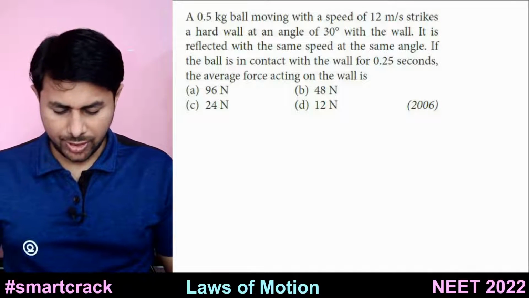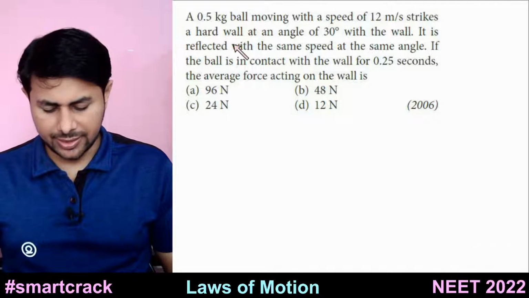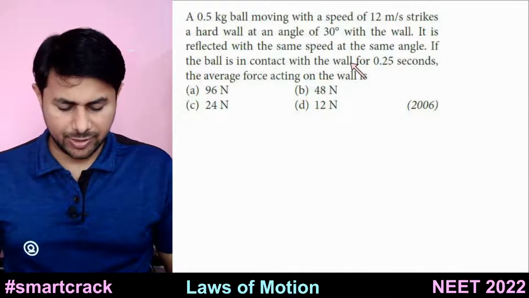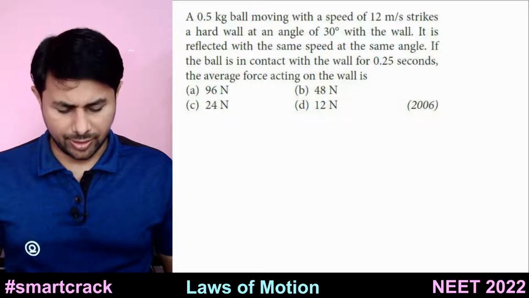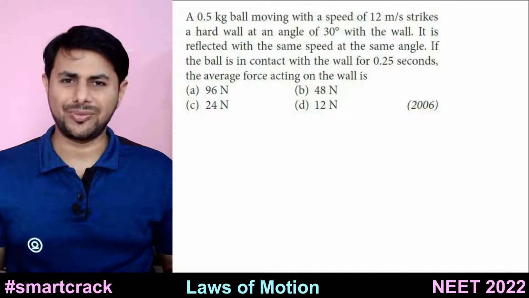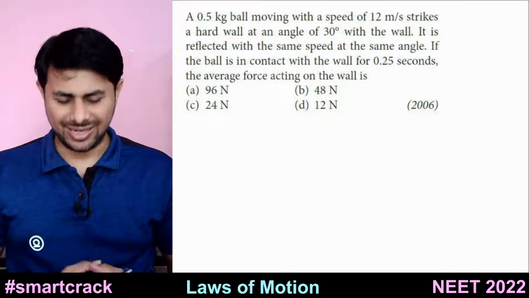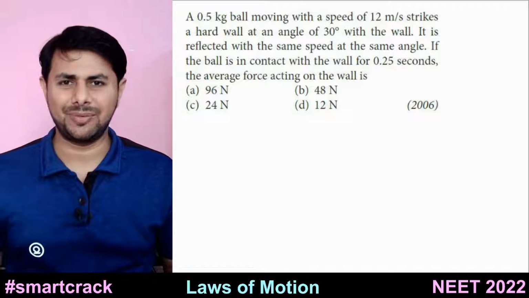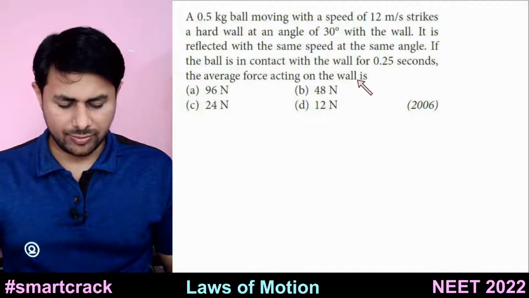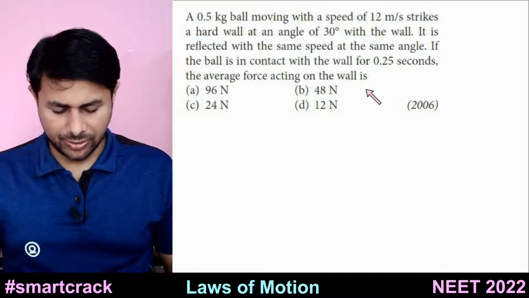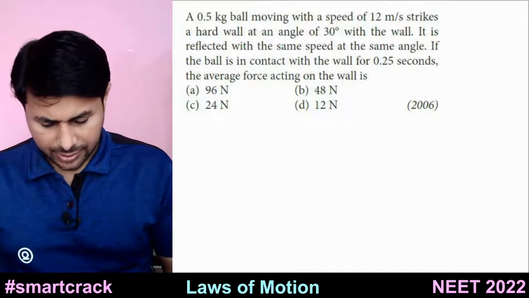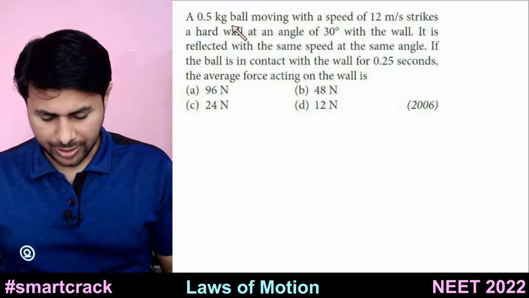A 0.5 kg ball moving with a speed of 12 meters per second strikes a hard wall at an angle of 30 degree with the wall. It is reflected with the same speed at the same angle. Again, a simple problem from NEET 2006. I have taken some problems from some years, so you can imagine how many times this type of problem is repeated. If the ball is in contact with the wall for 0.25 seconds, the average force acting on the wall is, okay. So we have a 0.5 kg ball.